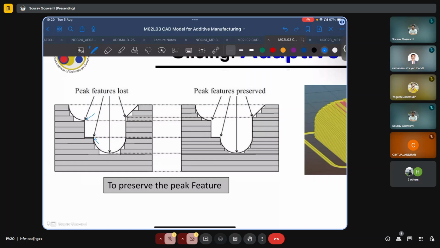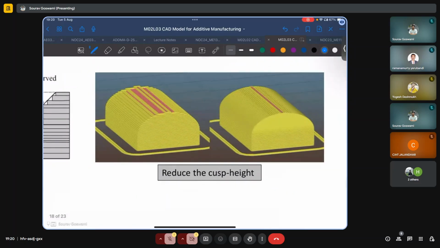However, by the use of adaptive slicing, these peak features can be preserved, curvatures can be preserved, and the cusp height can be minimized. The cusp height, of course, being say the difference between the actual geometry and your approximated geometry.